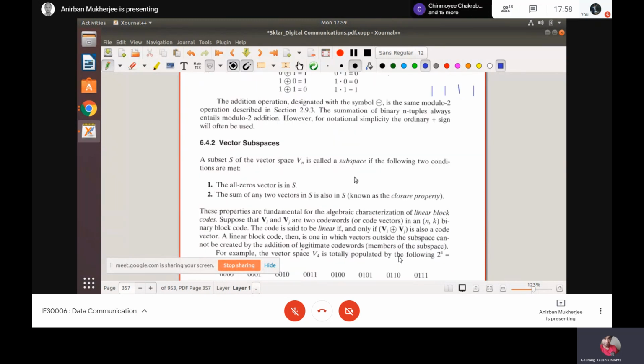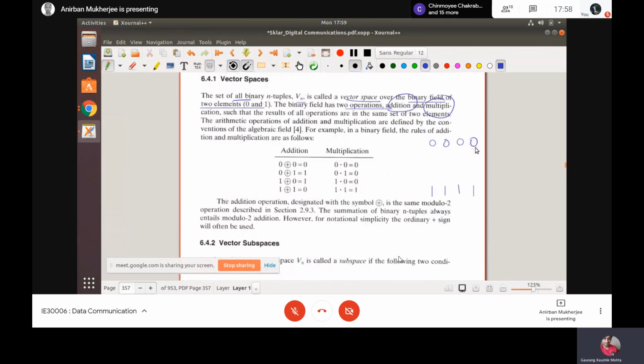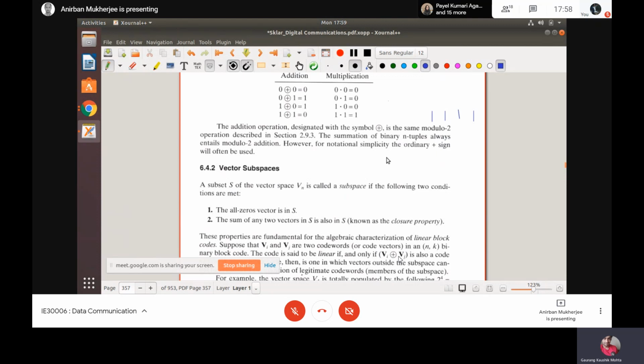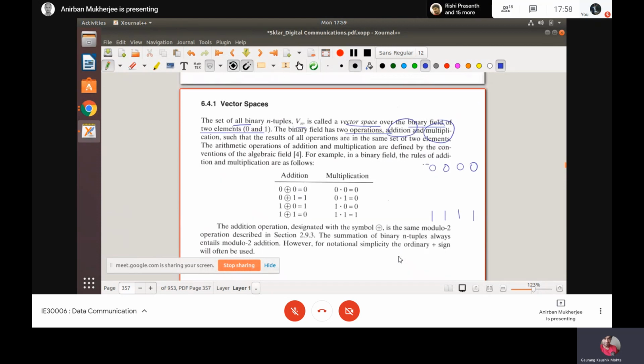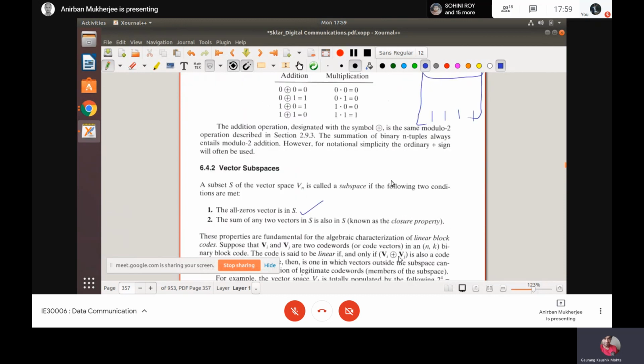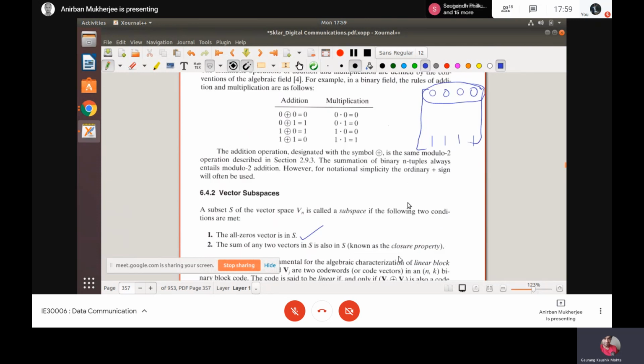Now a vector subspace is a subset of this space, which here has 16 elements. Out of 16, I may choose only 8, or only 7, or only 6. That combination is called a vector subspace. But the all-zero vector must be there. Please remember, the all-zero vector must be in the subspace, and the sum of any two vectors of S should also be in it. This is called the closure property.